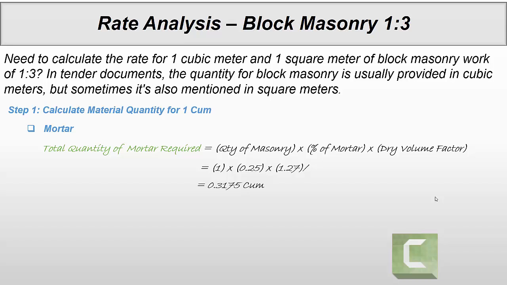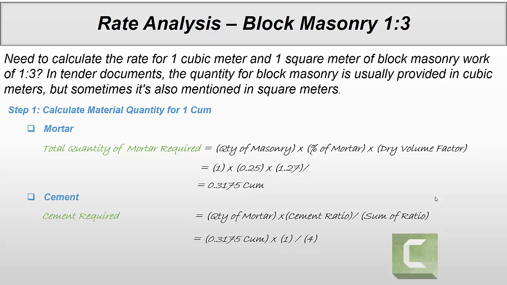Now we need to calculate cement from mortar. Cement required is quantity of mortar multiplied by cement ratio divided by sum of ratio. The quantity of mortar calculated is 0.3175. Cement ratio is 1 divided by sum of ratio, 1 plus 3 is 4. So cement required is equal to 0.0793 cubic meter.